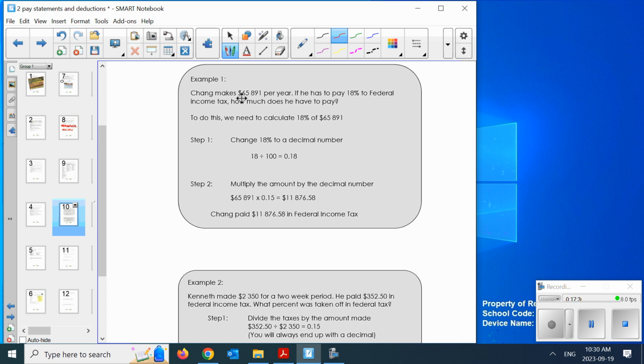Chang makes $65,891 a year. He has to pay 18% federal income tax. How much does he have to pay? Now this is simplified. So change 18 to a decimal number. We know that. You divide by 100, decimal 0.18. Multiply that amount, 18. There's an error here. They put 0.15.